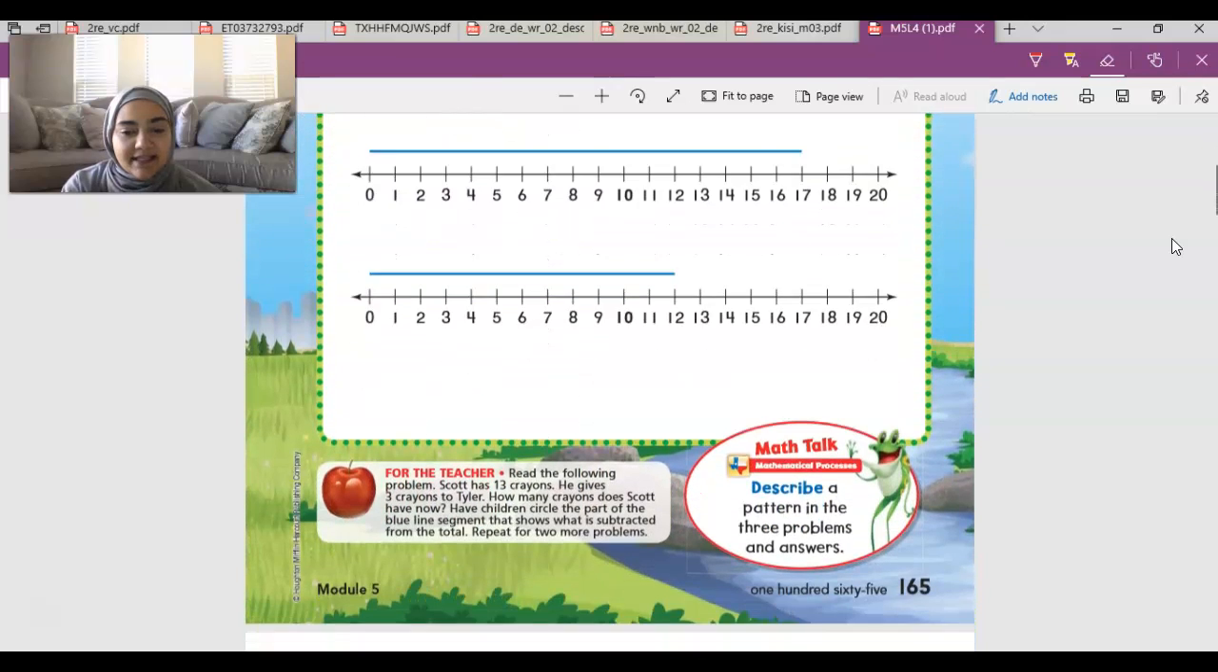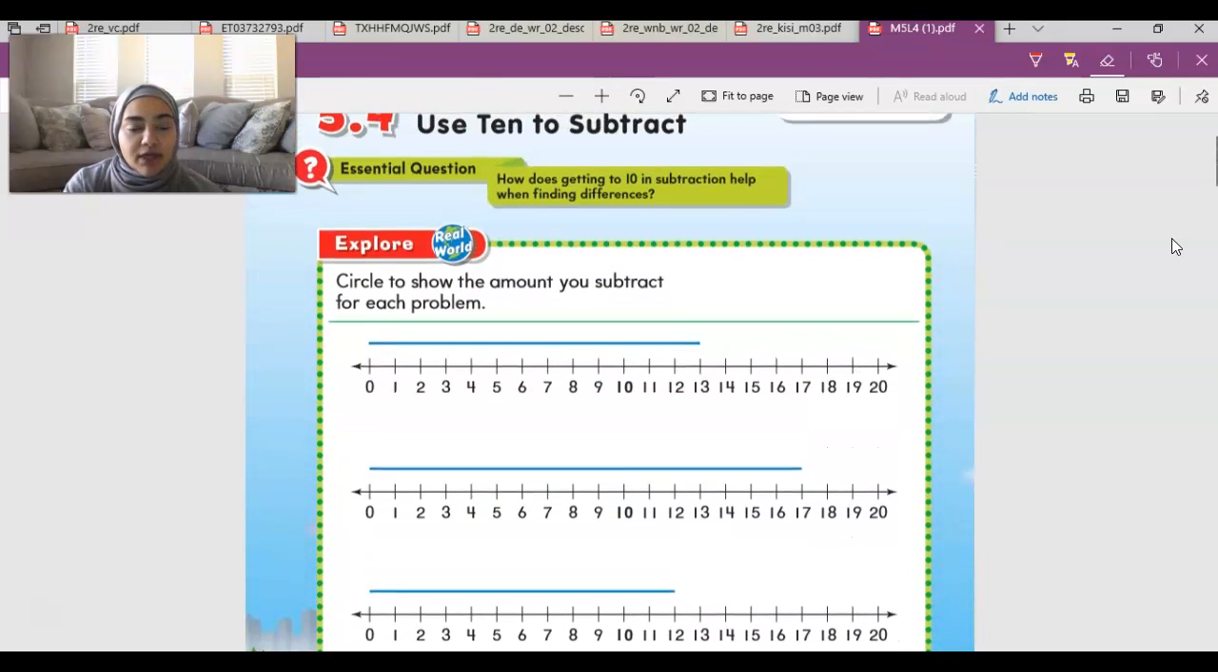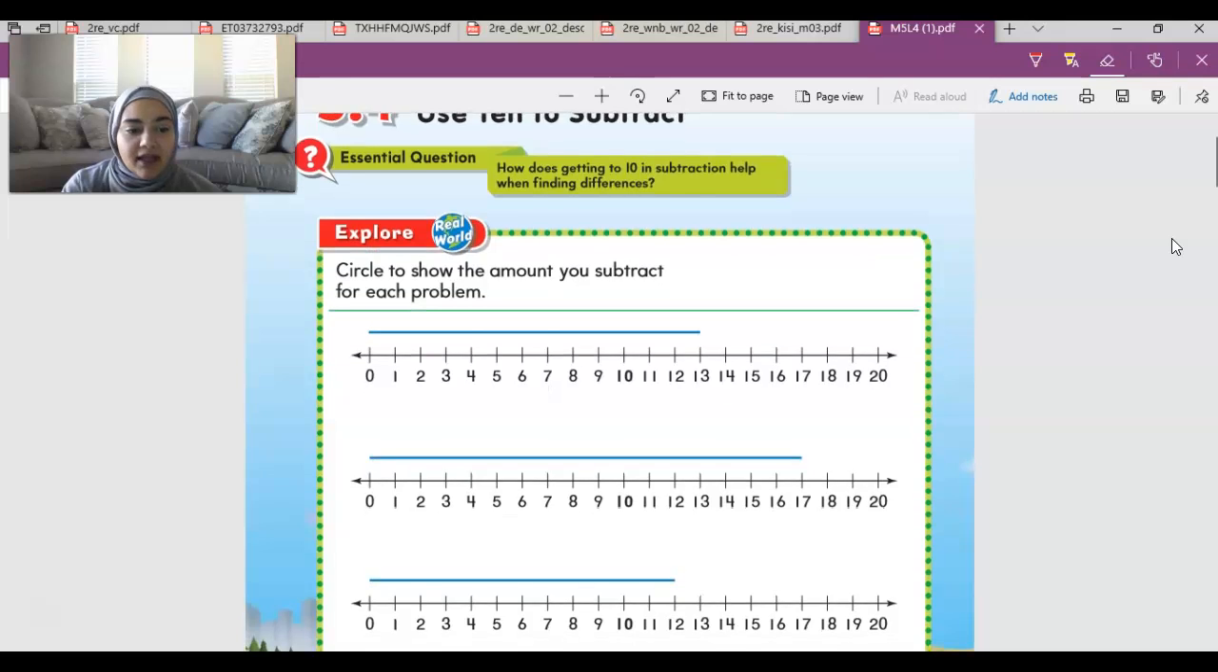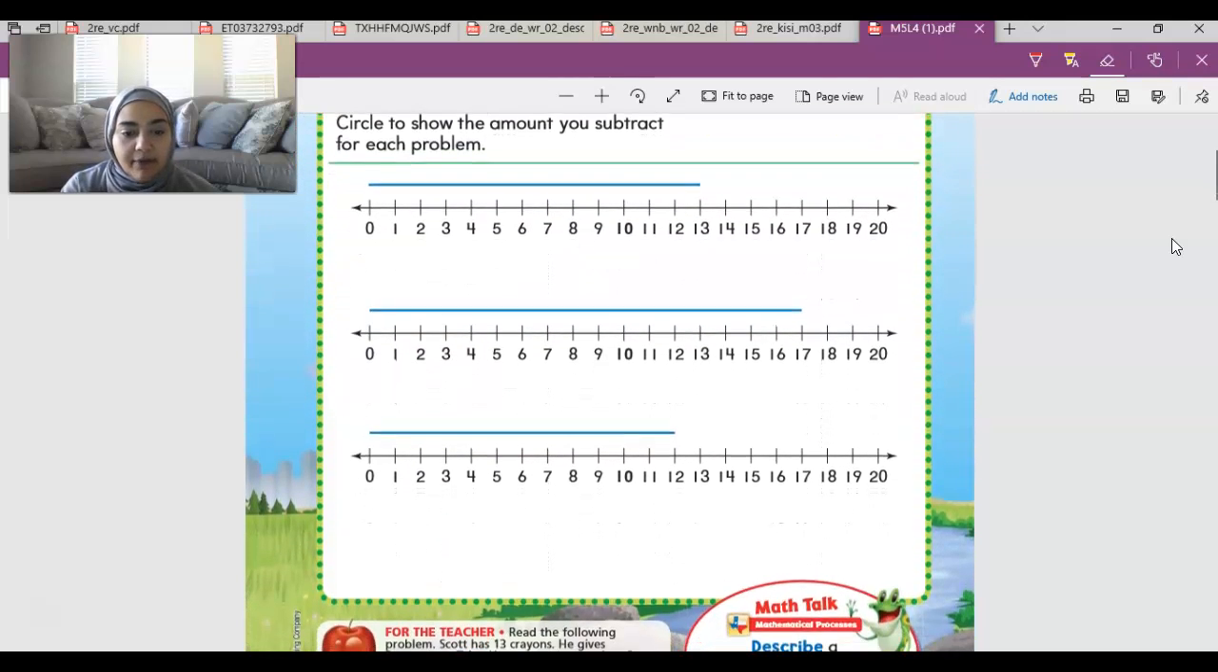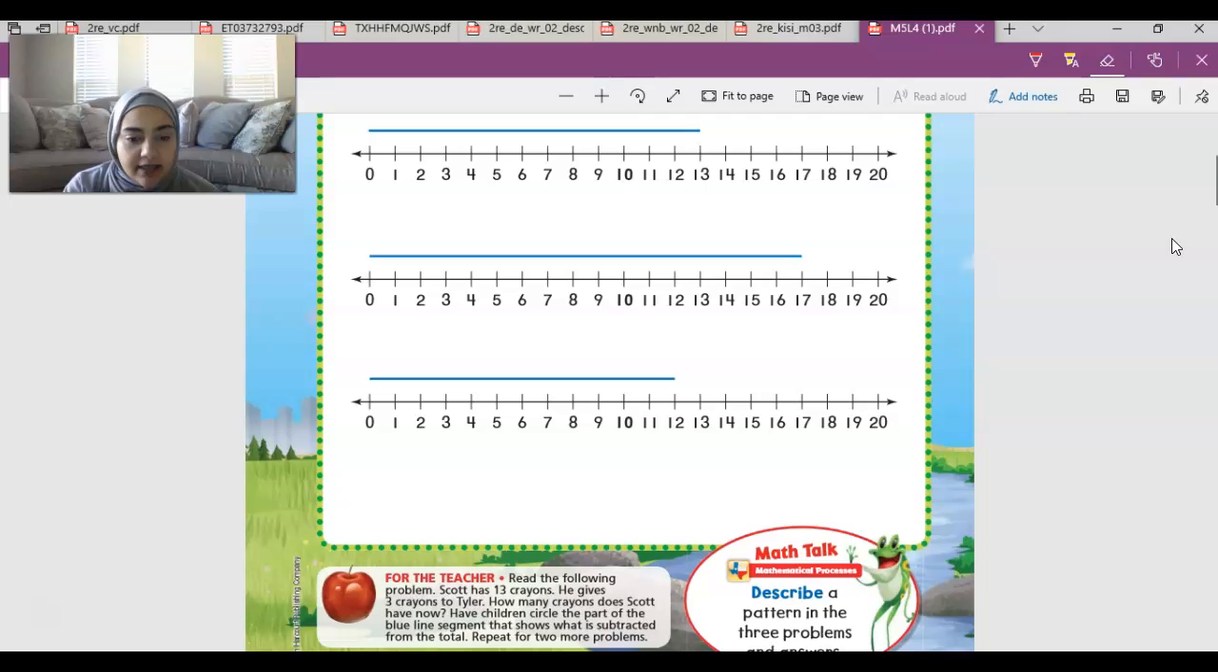You're using 10 to subtract. Your books should be open to page 165. Let's go ahead and get started and read the problem. It says, Scott has 13 crowns. He gives 3 crowns to Tyler. How many crowns does Scott have now?